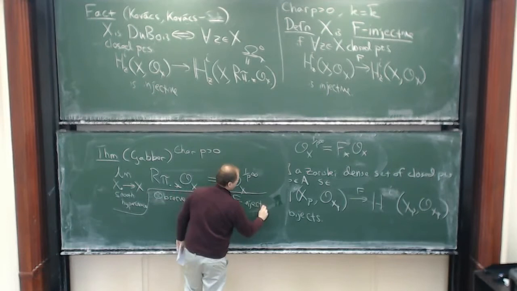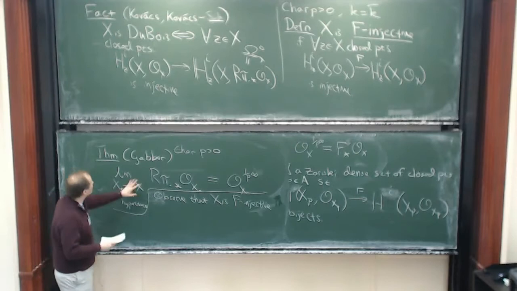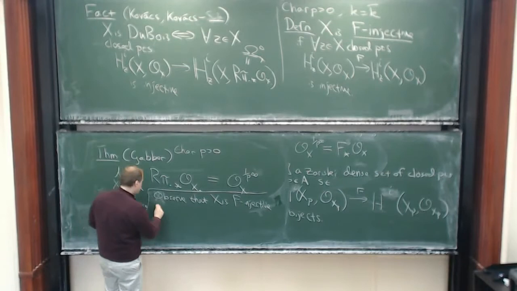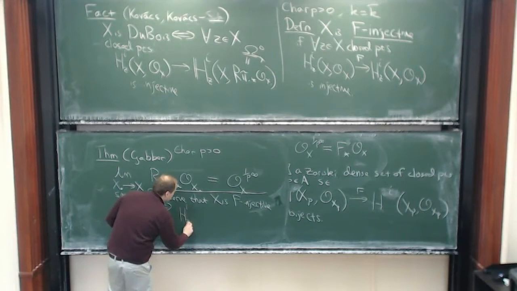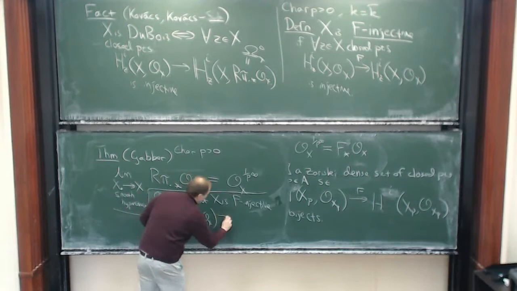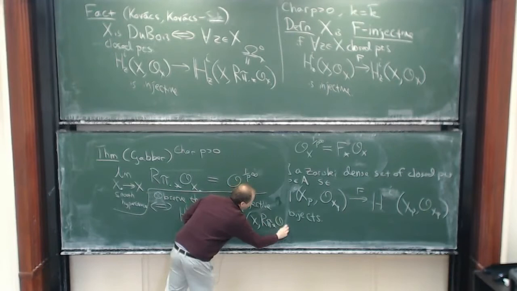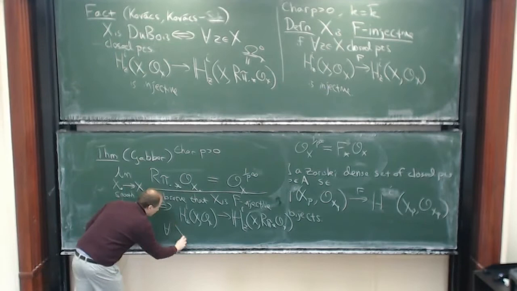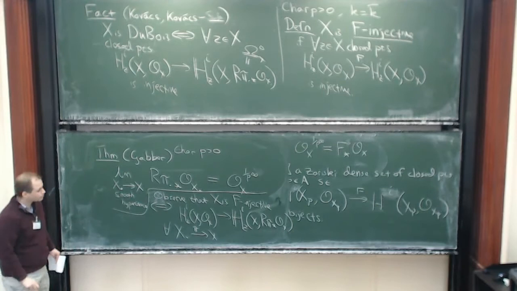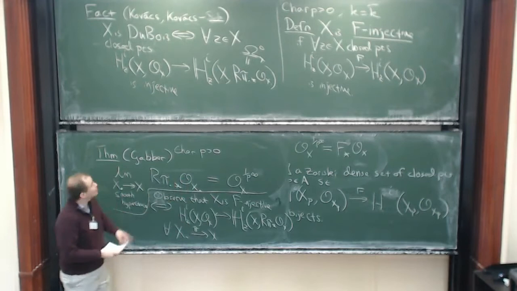This is just a trivial consequence, basically an easy consequence of Gabber's observation that X is F-injective if and only if H^i_Z(X, O_X) injects to this hypercohomology, so exactly the same statement as we had in characteristic zero, X, R π_* O_X^•, if and only if this is injective for all X^• → X, these smooth hypercovers. So X is F-injective if and only if this map injects, which is exactly the same definition we had in characteristic zero.